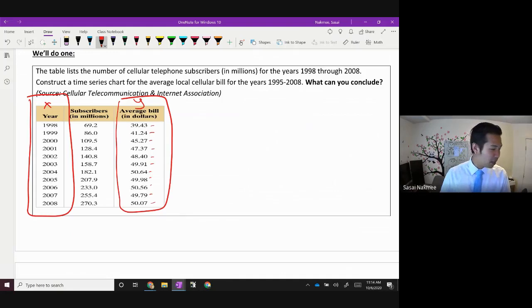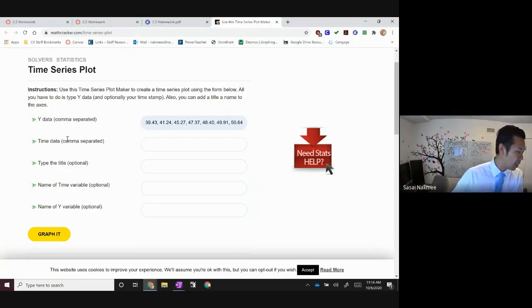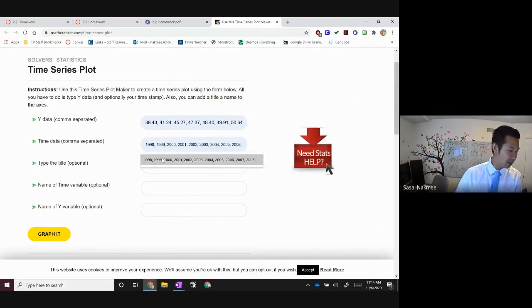And I'm going to do the same thing for my X values. My time data is my X values, by the way. And that's going to be 1998, and then the next one is 1999. I just keep doing this for all of them all the way up to 2008. I guess I typed this in before, and it has it saved. So 1998 all the way up to 2008.